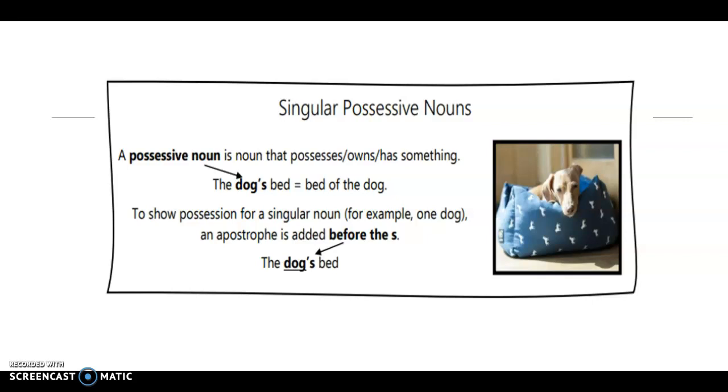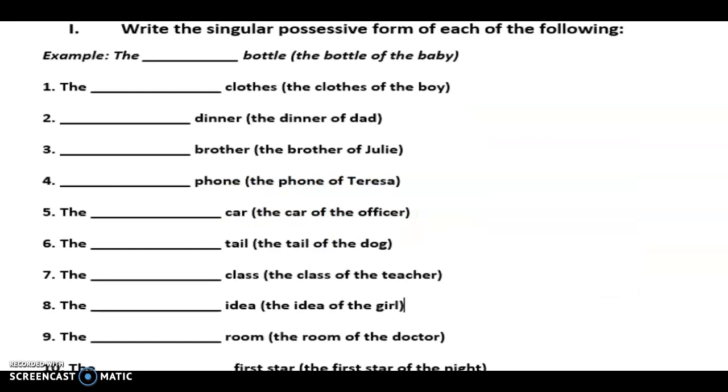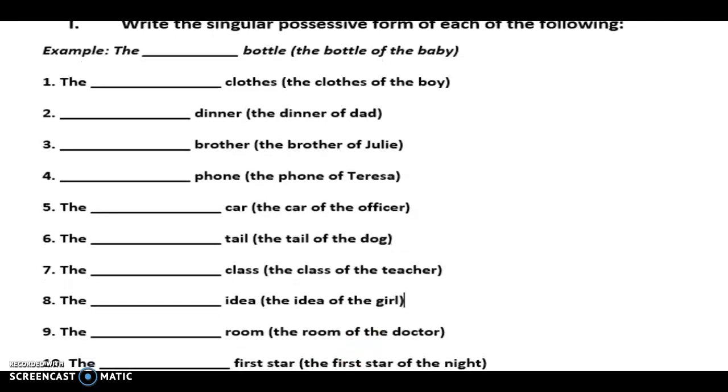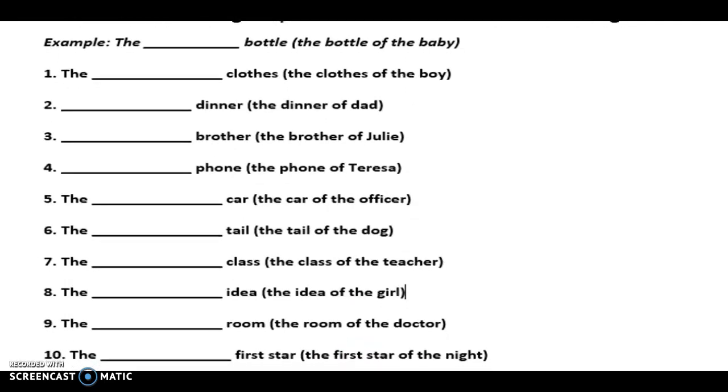Okay, that was the example I gave you to start. Here you have to write a singular possessive form. All of them are singular, so in this case, let me start. The first one, you have to write the bottle of the baby. So, of course, it is the baby's bottle.